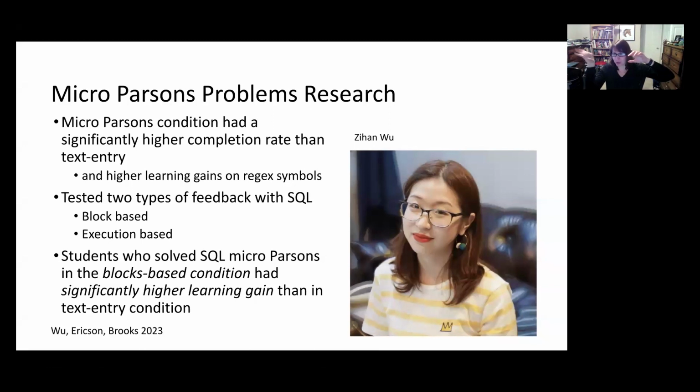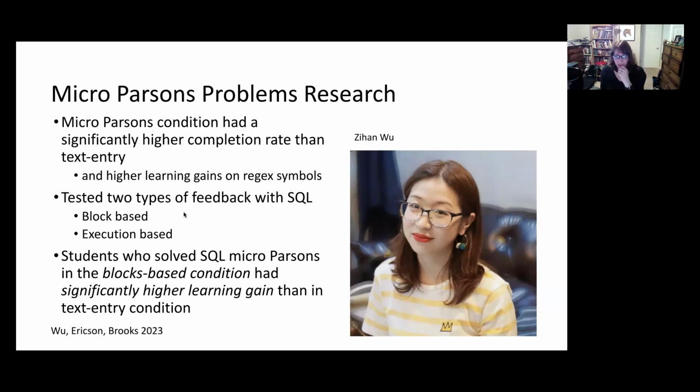They just quit. This is too hard. We're done. Whereas we kept a lot more people in the Parsons condition. So we had a significantly higher completion rate with micro-Parsons than with text entry, which gives you evidence that they found micro-Parsons much easier than the text entry. We also had higher learning gains on meaning of certain regex symbols.